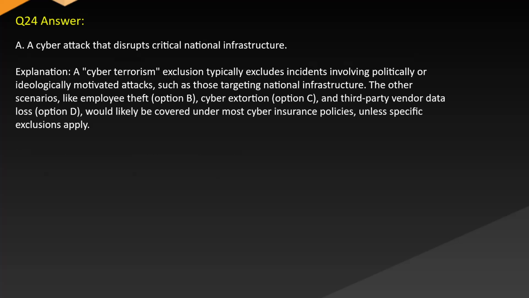Answer A. A cyber attack that disrupts critical national infrastructure. Explanation. A cyber terrorism exclusion typically excludes incidents involving politically or ideologically motivated attacks, such as those targeting national infrastructure. The other scenarios, like employee theft, option B, cyber extortion, option C, and third-party vendor data loss, option D, would likely be covered under most cyber insurance policies unless specific exclusions apply.